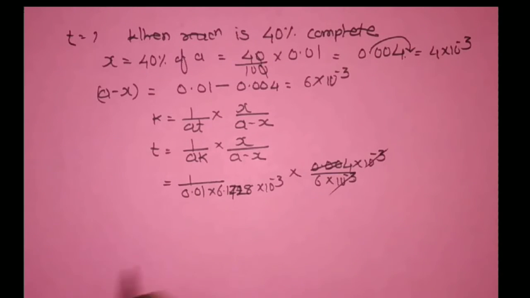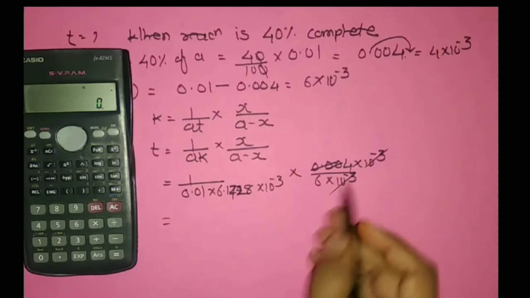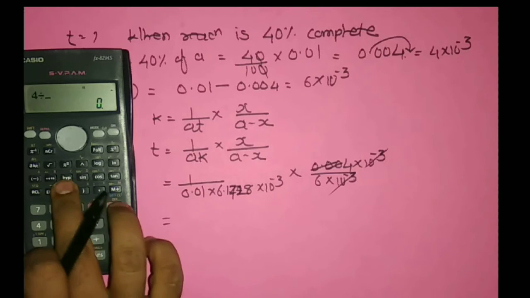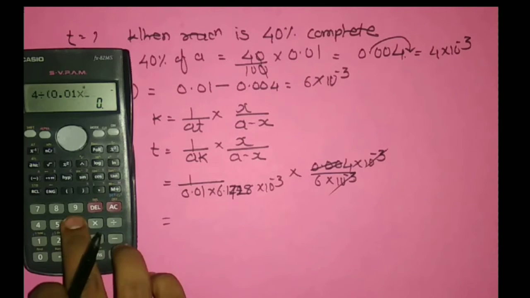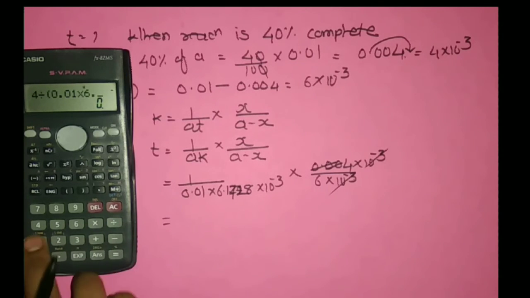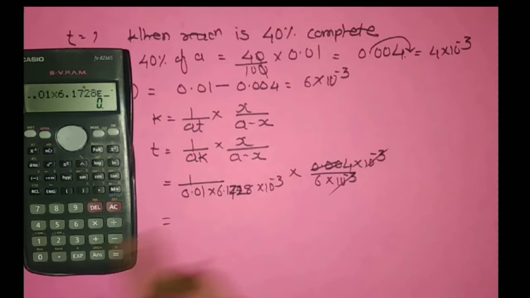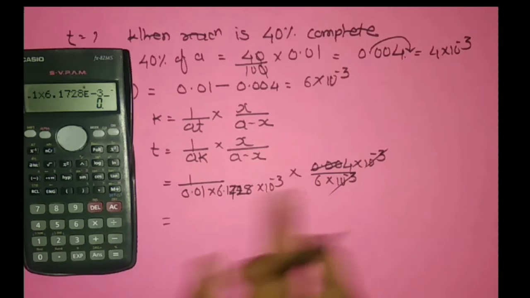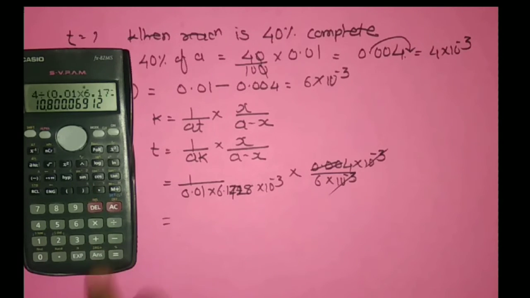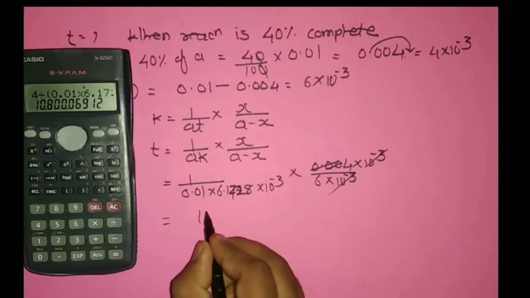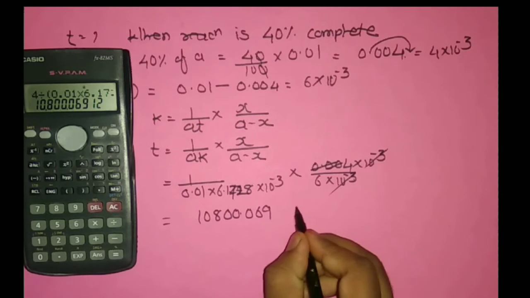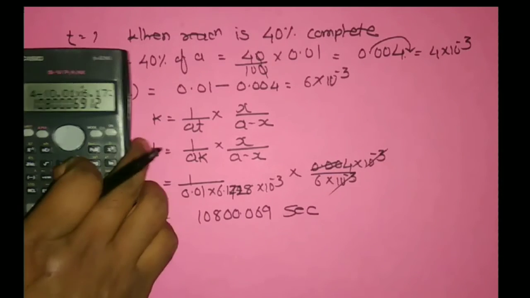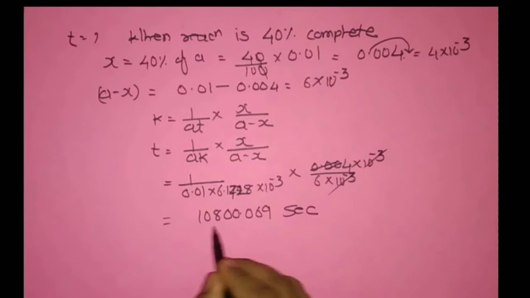So we can cancel this 10 raised to minus 3 and 10 raised to minus 3. Now calculate this. Over here, in numerator there is 4, divided by, then put bracket, 0.01 into 6.1728 into 10 raised to minus 3 and into 6. Then complete this bracket. So it is equal to 10800.069 seconds. That is the value for time when reaction is 40% complete.